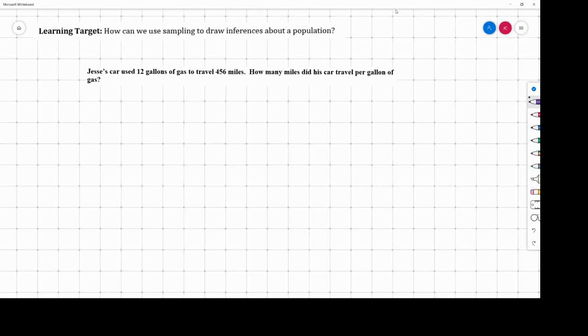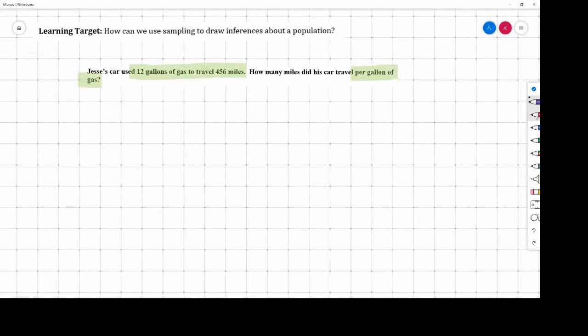Now before we get into that, let's just revisit a ratio question that we answered before, because we're basically going to take the same method used to answer this question, and use it to answer questions on statistics. So, Jesse's car used 12 gallons of gas to travel 456 miles. How many miles did his car travel per gallon of gas?